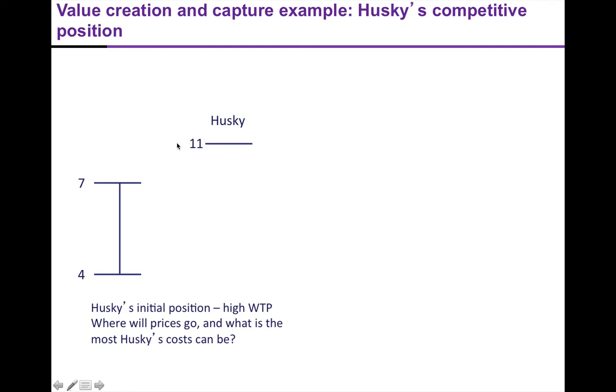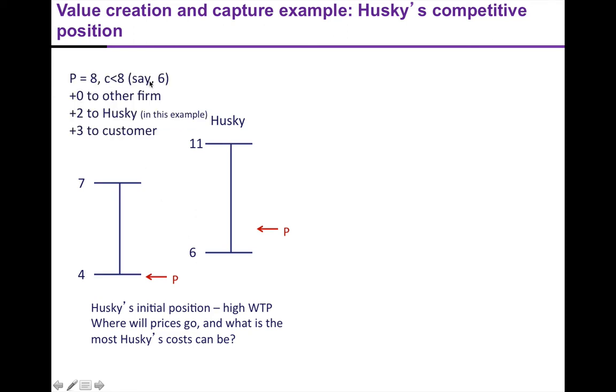Again, pause the video. I want you to imagine where prices are going to be for Husky's machines. Okay. Well, you can imagine they start at 11 and they start at 8, and then these firms will compete them all the way down until this guy can't drop prices anymore, and this gap is 3, so prices here should go to 8. So as long as Husky's costs are below 8, let's imagine that it's 6 here, Husky will make a profit. Okay, so 0 goes to this firm.